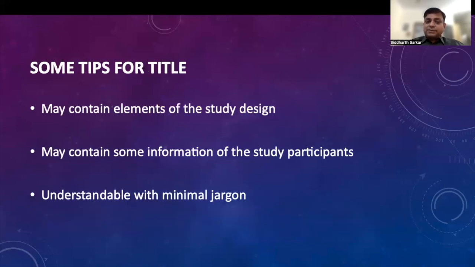So there are certain tips for the title. It may contain elements of the study design, for example, randomized controlled trial in the last slide that was there. It may contain some information of the study participants, for example, adult patients with opioid use disorders, and it should be understandable with minimal jargon. If it is too complex, then it might be difficult for others to fathom what you are trying to do.